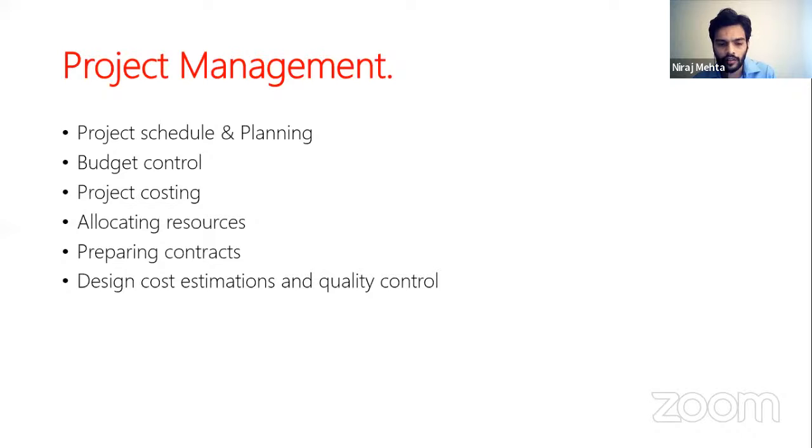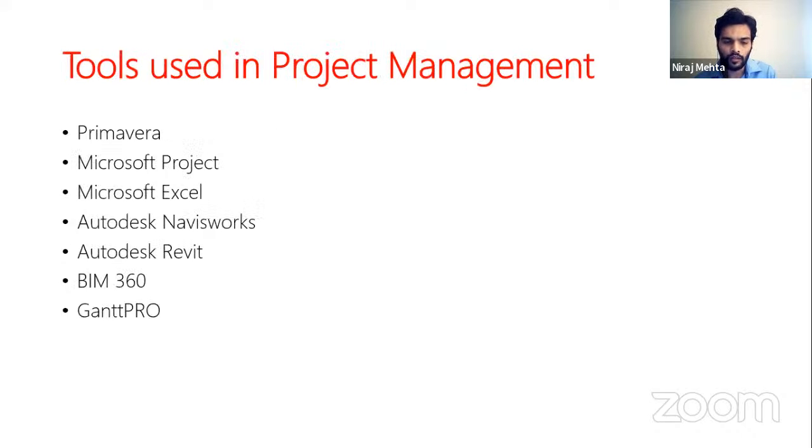Then there is design cost estimation and quality control. So even quality control, quality assurance is a role of a project management. So what are the different tools which are used in the project management? So these are some listed tools.